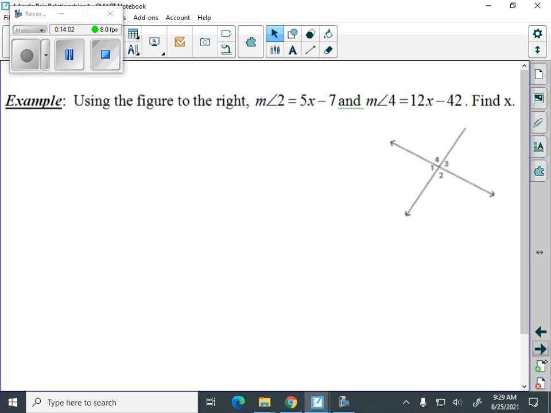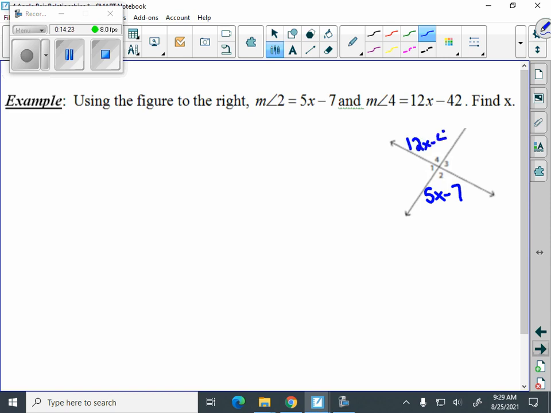So when we look at an example here, it says use the figure to the right. Measure of angle 2 is 5x minus 7. Again, I can recommend that you label. Measure of angle 4 is 12x minus 42. And what we see about these two angles is that they are directly across from each other. If you look at this, they do form an X, and consequently, because of that, we can identify the fact that they are vertical angles.